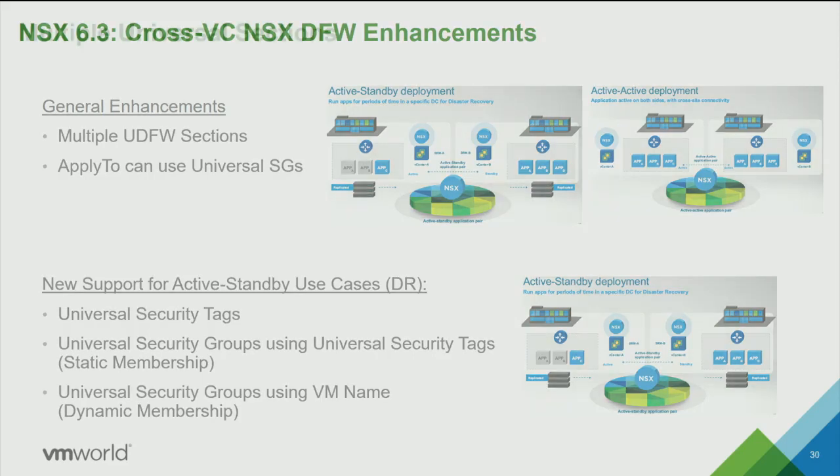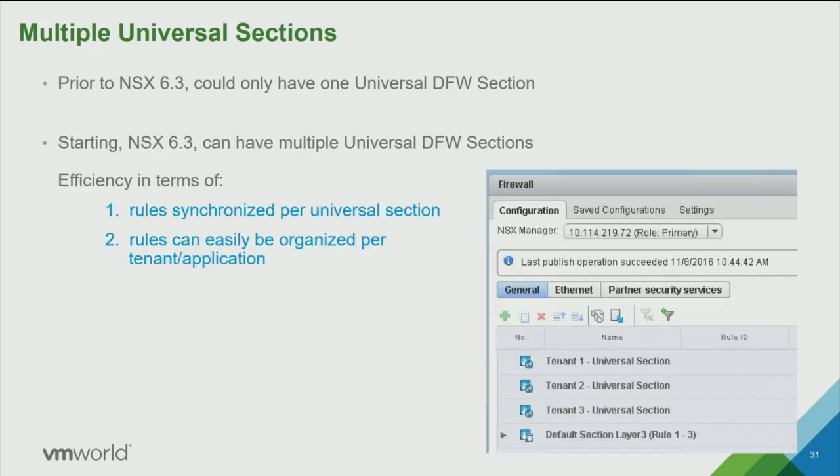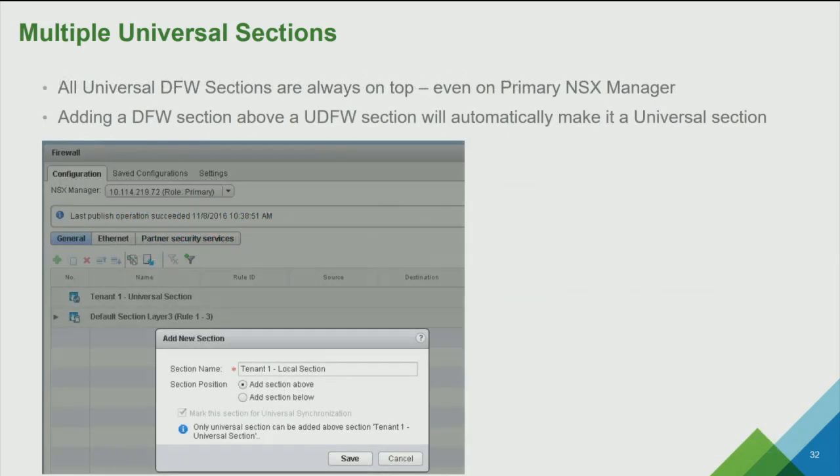So prior to 6.3, we'll start with universal sections. You could only have one universal section. Now you can have multiple universal sections. A benefit of this is when you update a universal section, only those specific rules in that section get synced to the NSX manager, not everything, right? And you can also organize your rules more easily per tenant. So here you can see I'm creating a universal section.